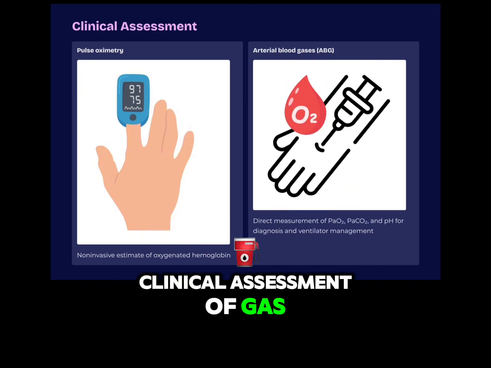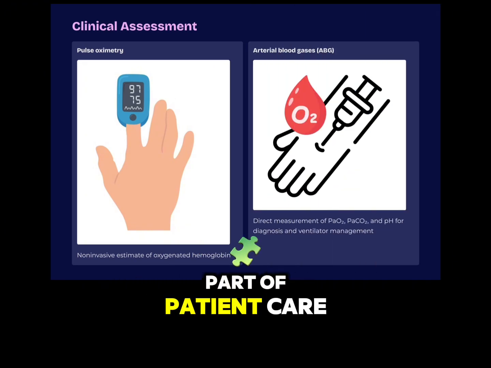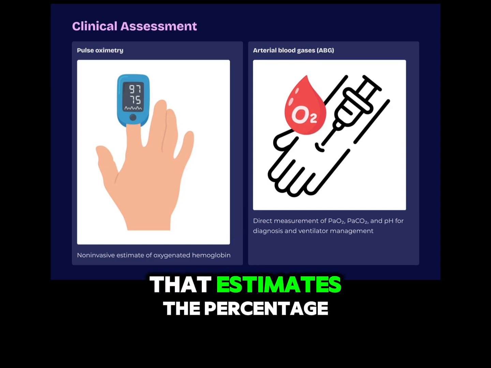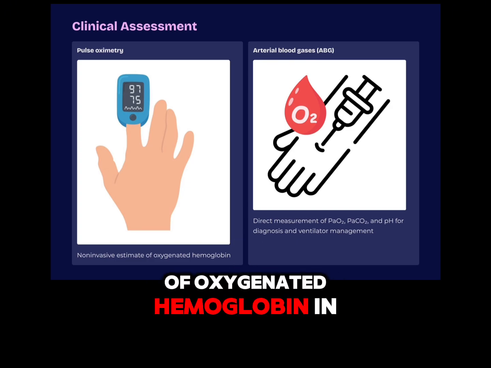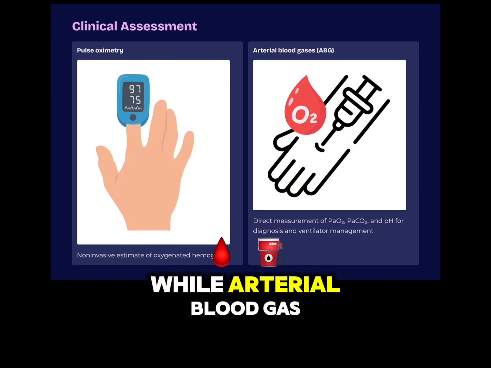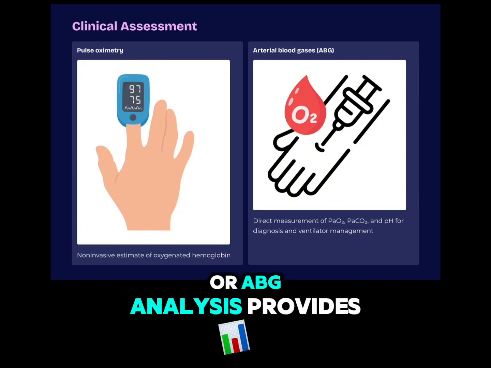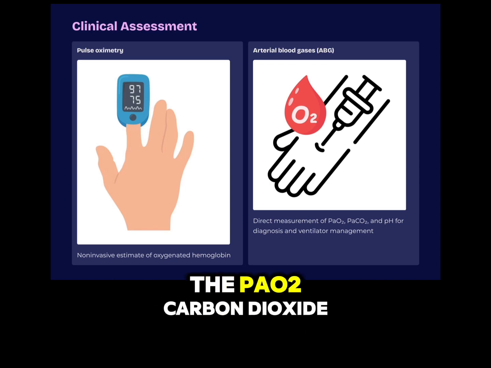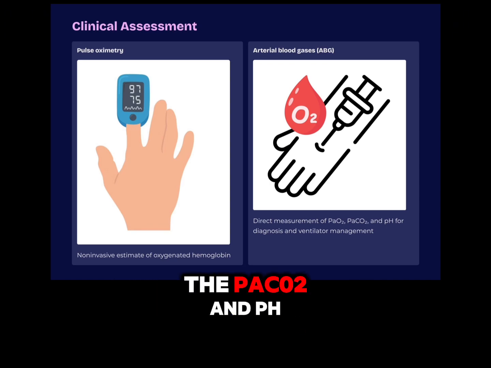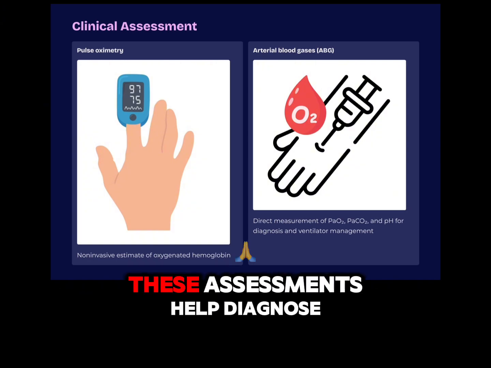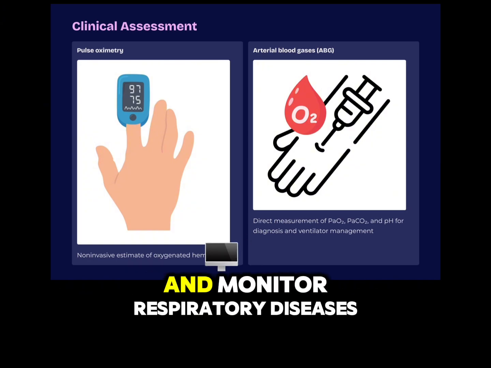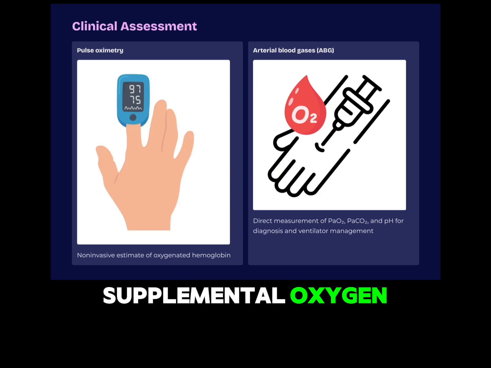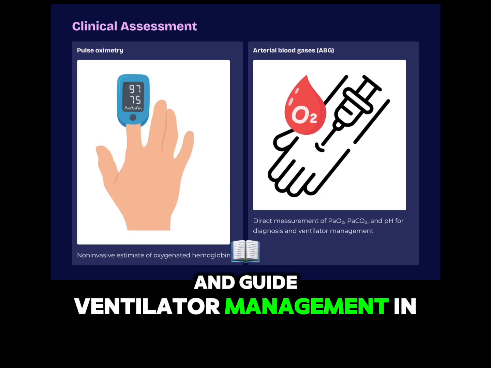Clinical assessment of gas exchange is a vital part of patient care. Pulse oximetry is a non-invasive tool that estimates the percentage of oxygenated hemoglobin in the blood, while arterial blood gas, or ABG analysis, provides direct measurement of the blood oxygen, the PaO2, carbon dioxide, the PaCO2, and pH. These assessments help diagnose and monitor respiratory diseases, determine the need for supplemental oxygen, and guide ventilator management in critical care.